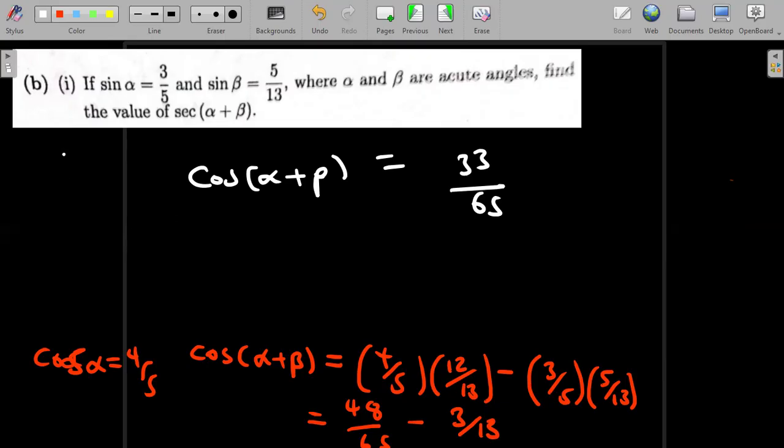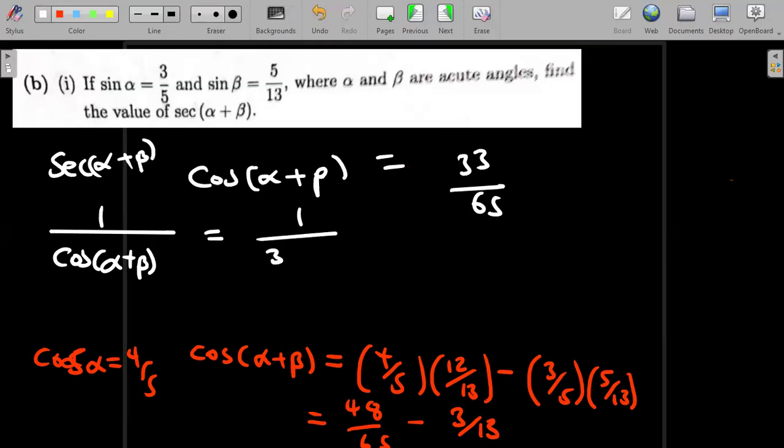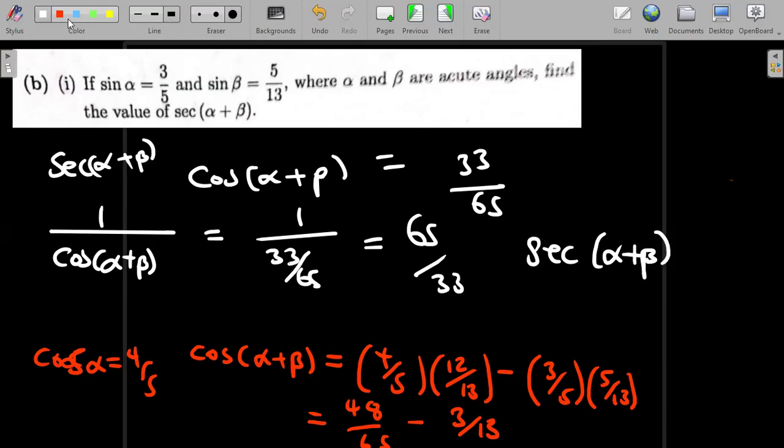And so for us to find sec(α+β), we just say 1 over cos(α+β). That is 1 over 33/65. So this just inverts the numbers, so just exchange, and you get 65/33. So sec(α+β) is equal to 65/33. So this is your answer for this question.